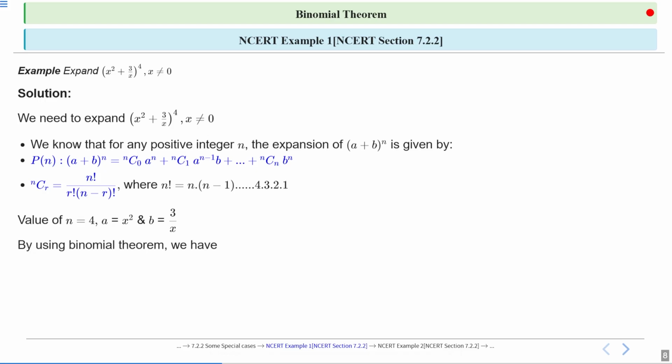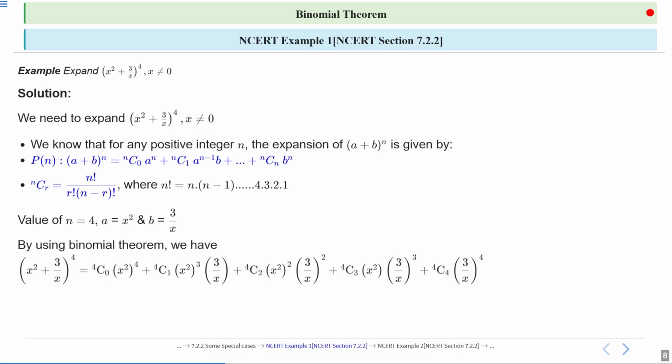By applying the binomial theorem to our specific values, we can start expanding the expression as (x^2 + 3/x)^4 = 4C0 (x^2)^4 + 4C1 (x^2)^3 (3/x) + 4C2 (x^2)^2 (3/x)^2 + 4C3 (x^2)(3/x)^3 + 4C4 (3/x)^4. So now we will simplify this and we will get the expanded form of the given expression.